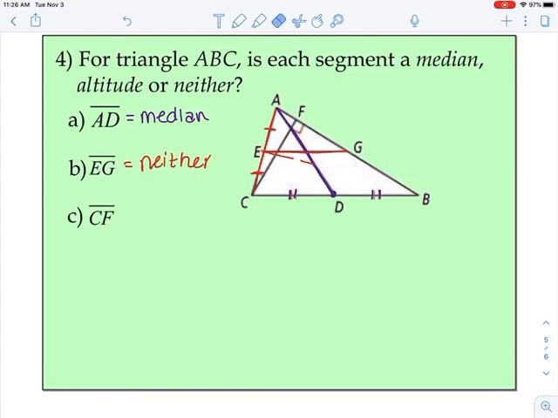And clean this up just a little bit if I can. Okay, and then my last piece here, make that a lighter blue. I want to know what CF is. And there's CF, and that little box right there, again, means that that's perpendicular. And which is going to be perpendicular, the median or the altitude? It's going to be the altitude.